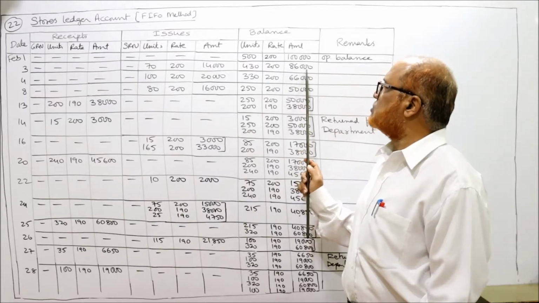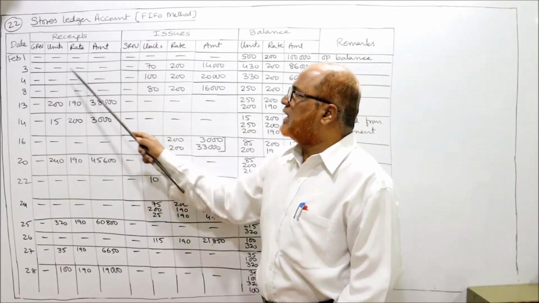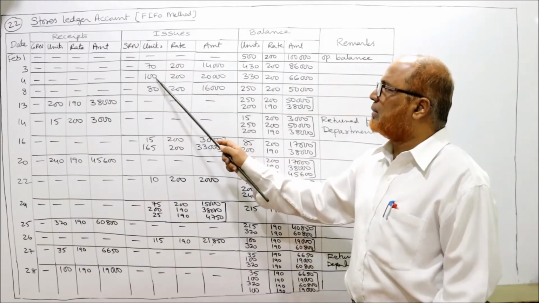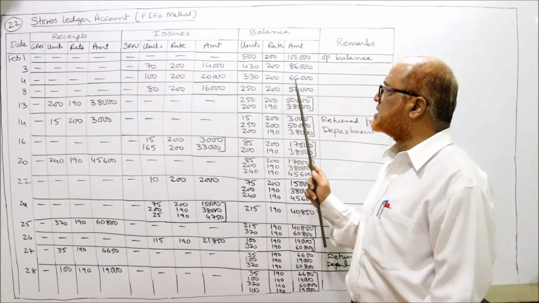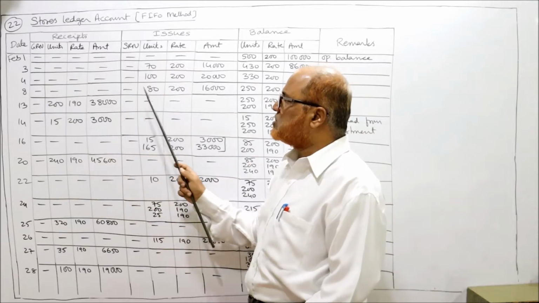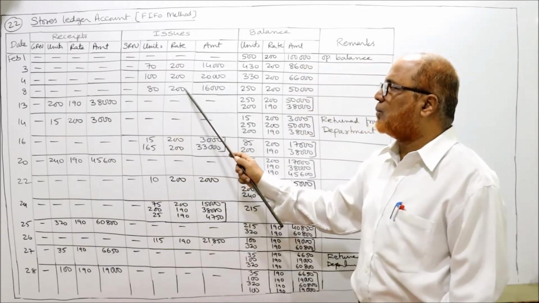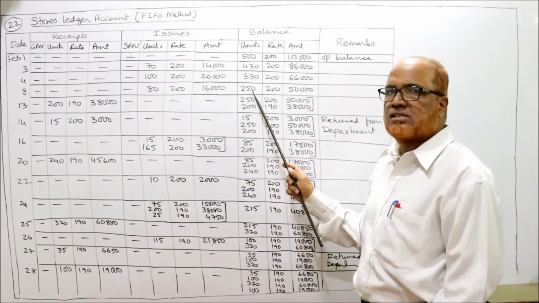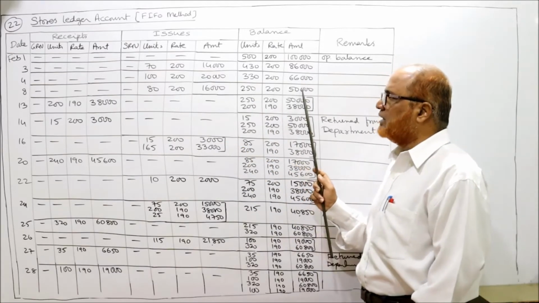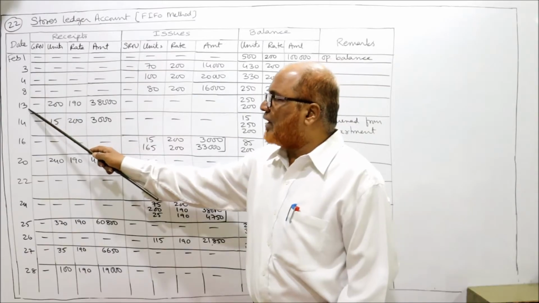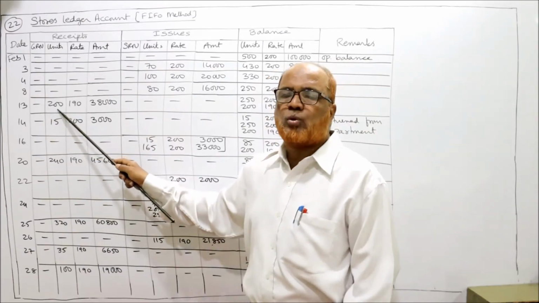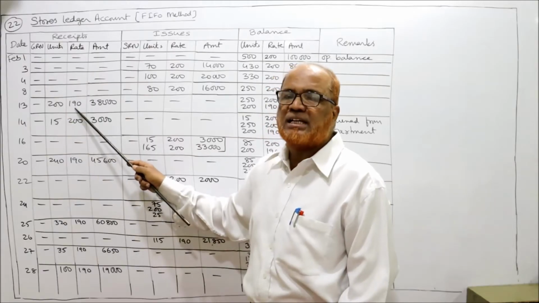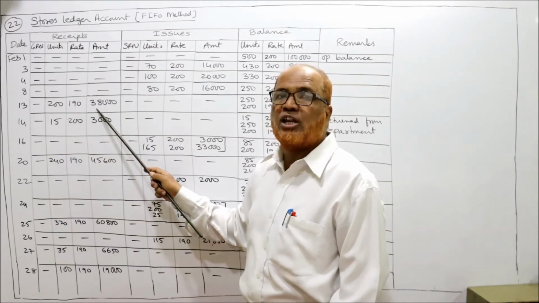So 86,000. Now 4th Feb, there is issue of 100 tons, 200 rupees, 20,000. Subtract, 430 minus 100, 330, 66,000. 8th Feb, there is issue of 80 tons, 200 rupees, 16,000. Subtract 330 minus 80, 250 tons. At the rate of 200 rupees, 50,000. On 13th Feb, there is receipt of 200. There is purchase of 200 tons at rupees 190. So 38,000 is the new lot.